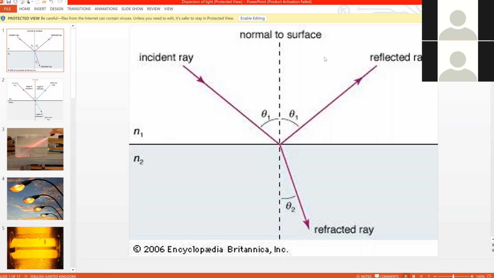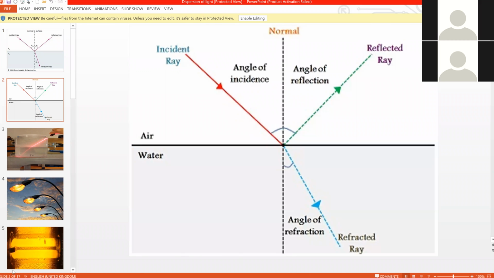Let me also explain to the other children. One minute, children. This picture is very small, so let me show you one more clear picture. This is the same picture, but in a clearer way.